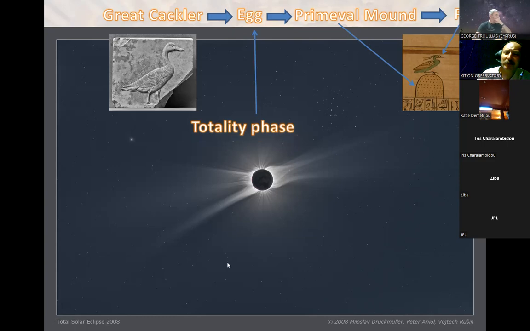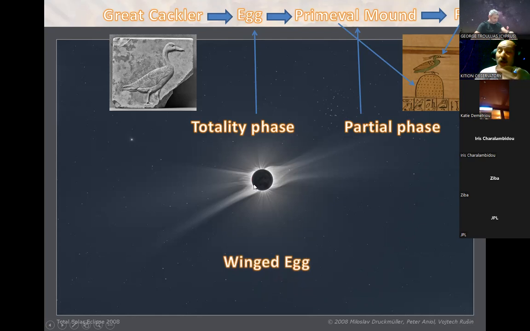The totality phase is described by this black egg, and the primeval mound represents the partial phase, because when the moon moves away from the sun during a total solar eclipse, above the moon there is a piece of the solar disk. So it is the god Ra, reborn again. And this primeval mound, this steep hill, is here. It is this part of the sun which emerges from behind the moon during the eclipse and the next phases.